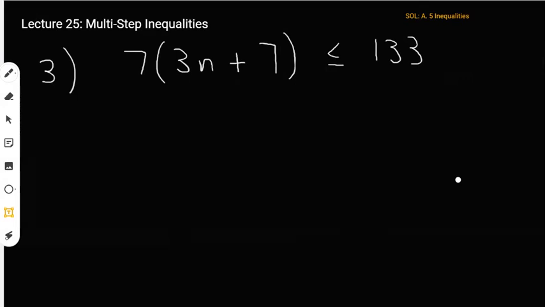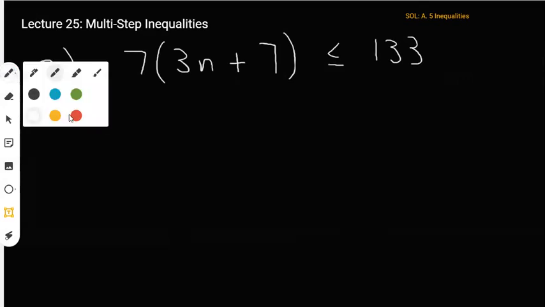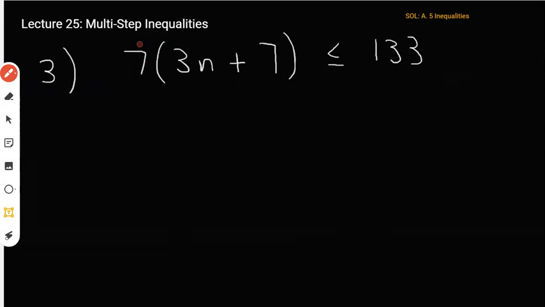So for this one, the first thing that I would do is I would do the distributive property. So I'm going to change my color to red, and what I'm going to do is I'm going to multiply everything on the inside by this 7 on the outside. If I multiply 7 by 3n, I'm going to get 21n. And then if I multiply 7 times 7, I should get 49.